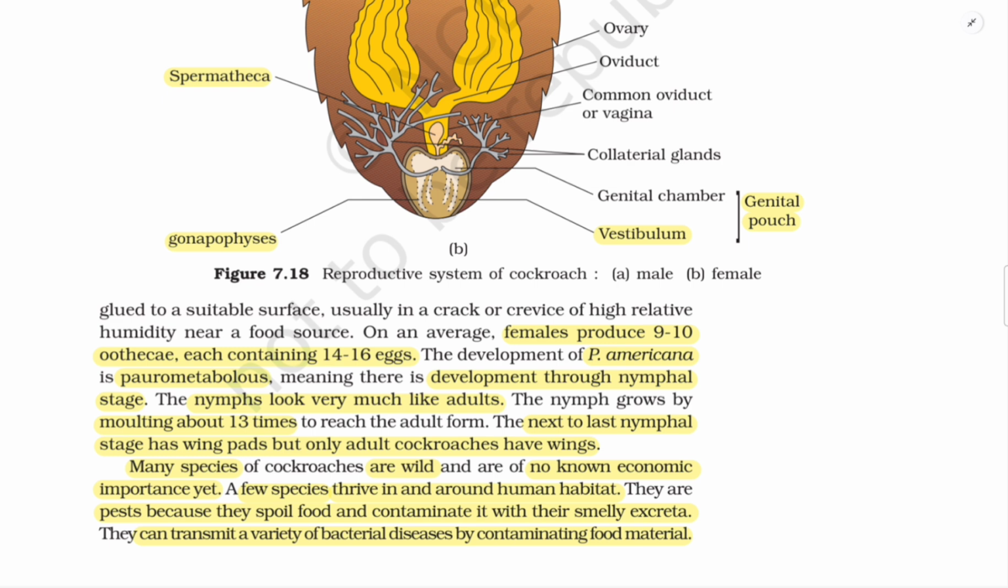Many species of cockroaches are wild and are of no known economic importance yet. A few species thrive in and around human habitat. They are pests because they spoil food and contaminate it with their smelly excreta. They can transmit a variety of bacterial diseases by contaminating food material.